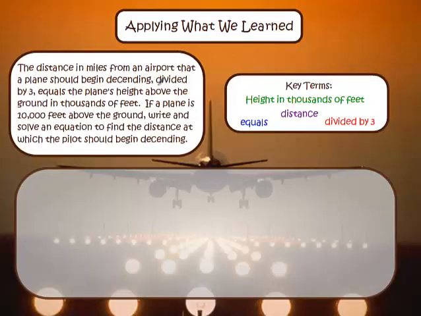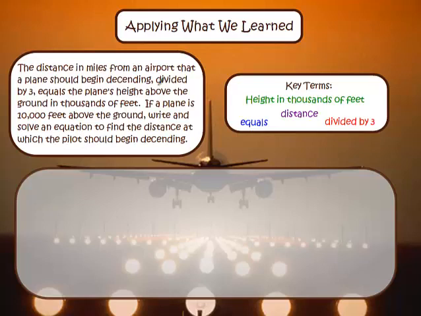Alright, so as usual, we want to apply all this information to some sort of real-world example. So in this question it says the distance in miles from an airport that a plane should begin descending divided by 3 equals the plane's height above the ground in thousands of feet. If a plane is 10,000 feet above the ground, write and solve an equation to find the distance at which the pilot should begin descending.